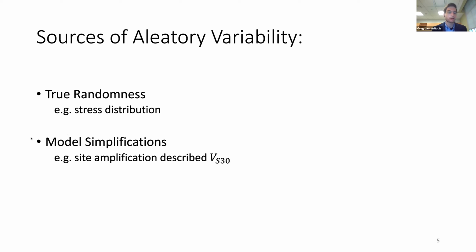But another source that leads to misfit in ground motion models has to do with model simplifications. For example, in ground motion models, we use the VS30 as a parameter to describe the site amplification, but we know that site amplification is a much more complex phenomenon that depends on the entire velocity profile.